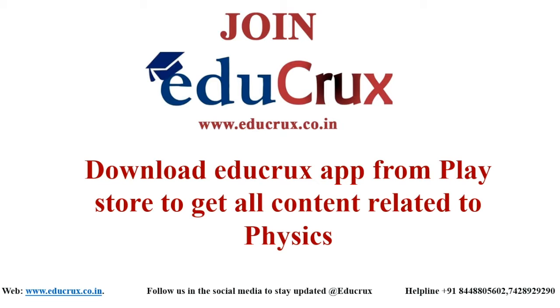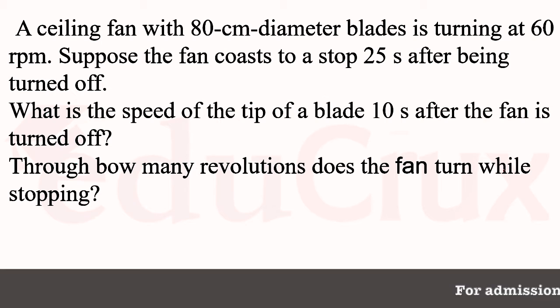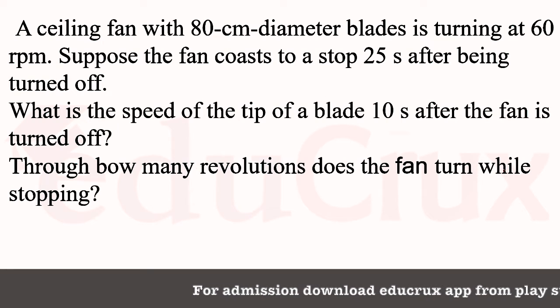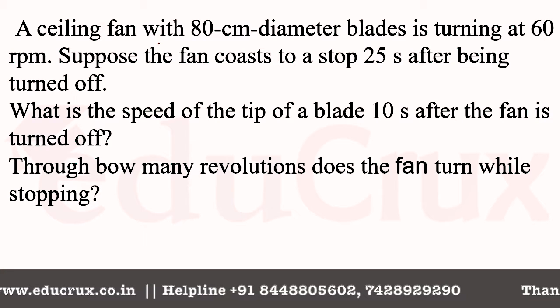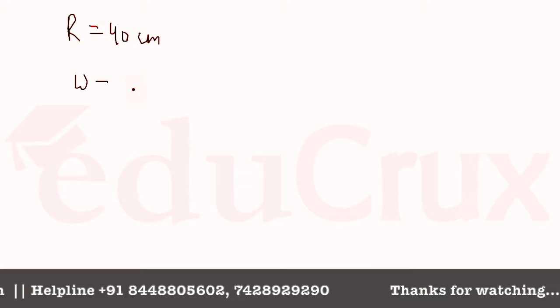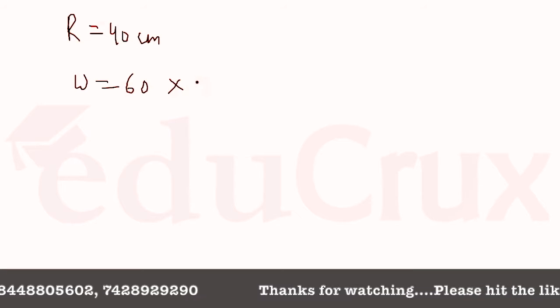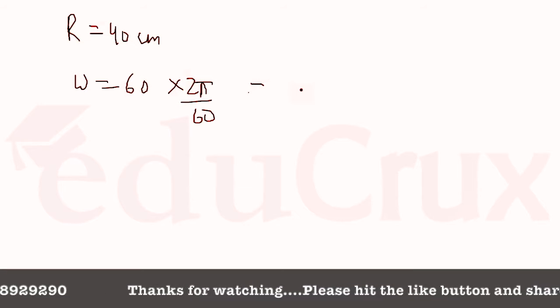Today we'll discuss a question that will be helpful to you for all physics competitive exams. Our question says that there is a ceiling fan with 80 centimeter diameter blades. So diameter is 80, so radius is 40. It's turning at 60 RPM. That means omega is equal to 60 into 2 pi by 60, which is equal to 2 pi radians per second.